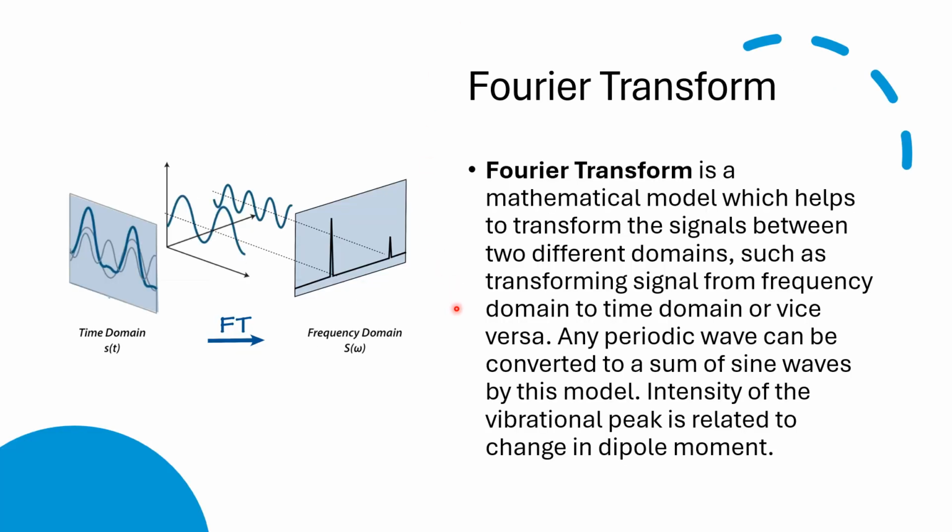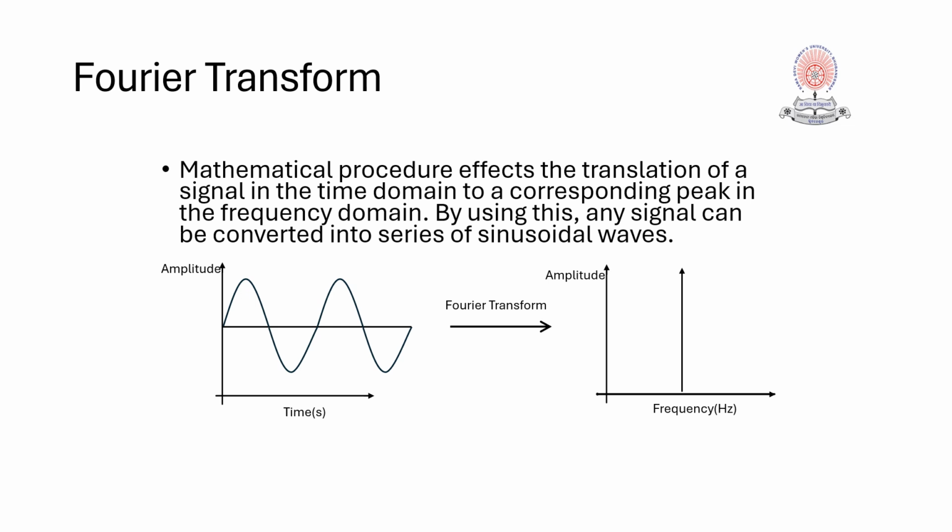Fourier transform is a mathematical algorithm or mathematical model. By using this, the signal can be transformed between two different domains as shown here, from time domain to frequency domain and also from frequency domain to time domain. So by using this, any periodic wave can be converted to a sum of sine waves that makes it easier to interpret the signal. Here we can see what happens during Fourier transform.